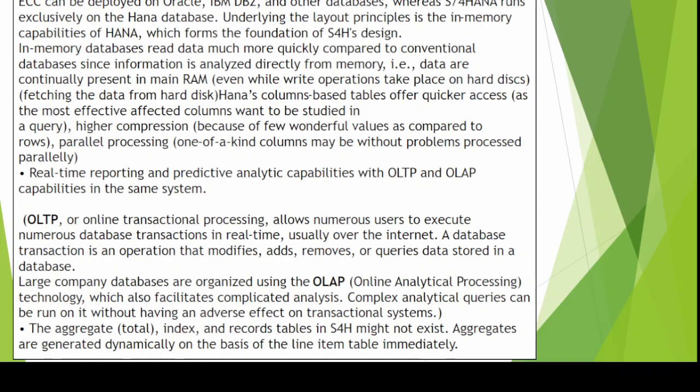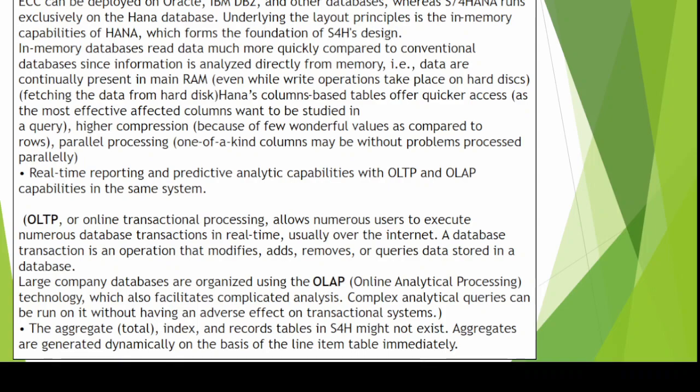It means that all the relevant data and the complete information is present in random access memory. So the read time from the hard disk and the time of fetching the data from the hard disk is eliminated. HANA column-based tables offer quicker access. Only the most effective columns have to be studied in a query.